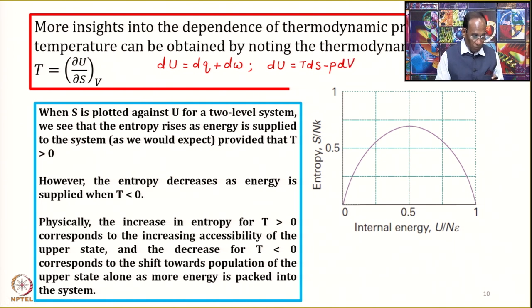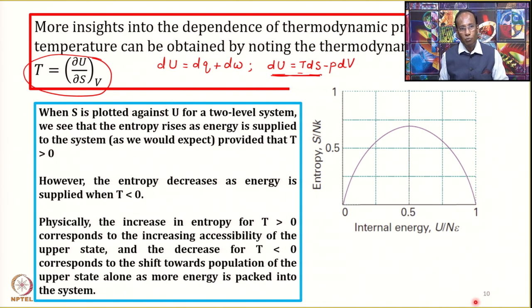So therefore, I can connect del U, del S with temperature. I can have a pure thermodynamic definition of temperature. That means the pure thermodynamic definition of temperature thus becomes T is equal to del U by del S at constant volume. It comes from this. You fix the volume constant and T becomes del U by del S at constant volume. If you plot entropy in the units of S by NK against internal energy, it will show this kind of behavior. And that you can obtain by using the appropriate expressions.